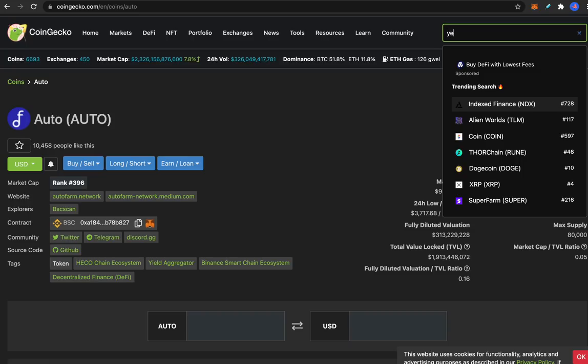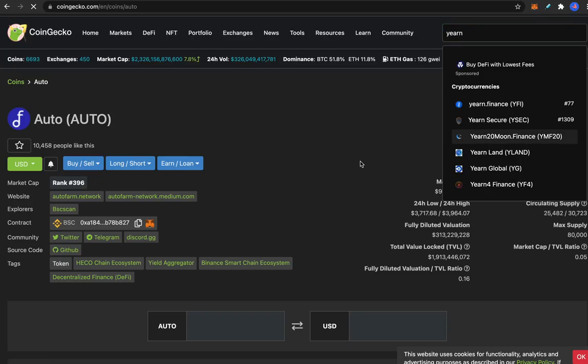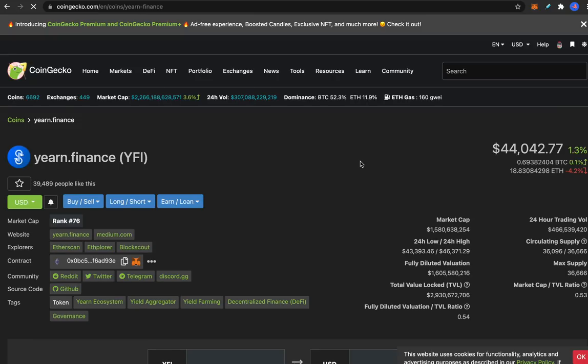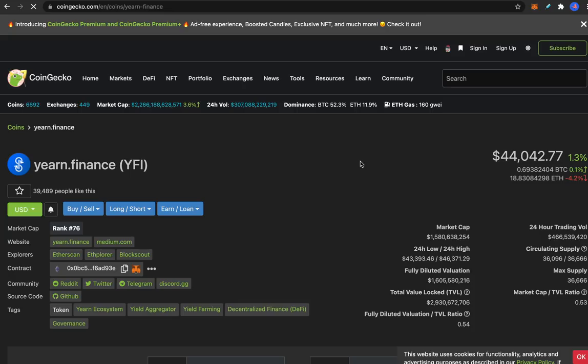So for instance, Autofarm has taken a lot of ideas and systems and the yield aggregation idea basically from Yearn Finance. And from here, you can see the total value locked is $3 billion and the fully diluted valuation is $1.6 billion. So this is a 2-to-1 ratio here, right? And from here, you can see that this is still 5 times higher price or higher market cap than Autofarm.